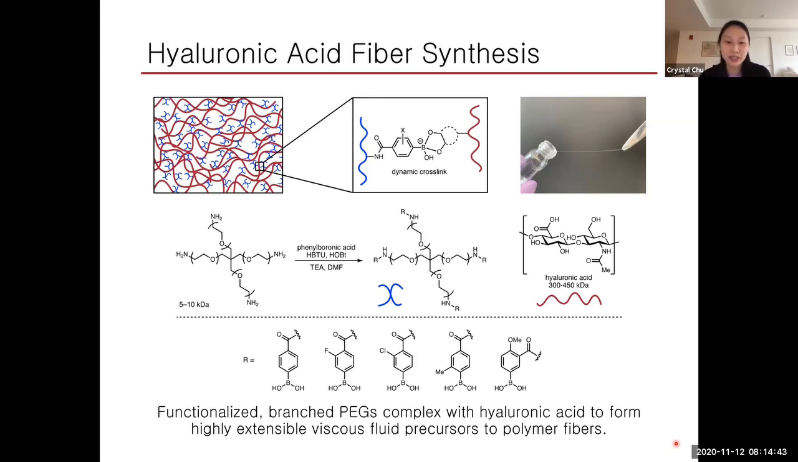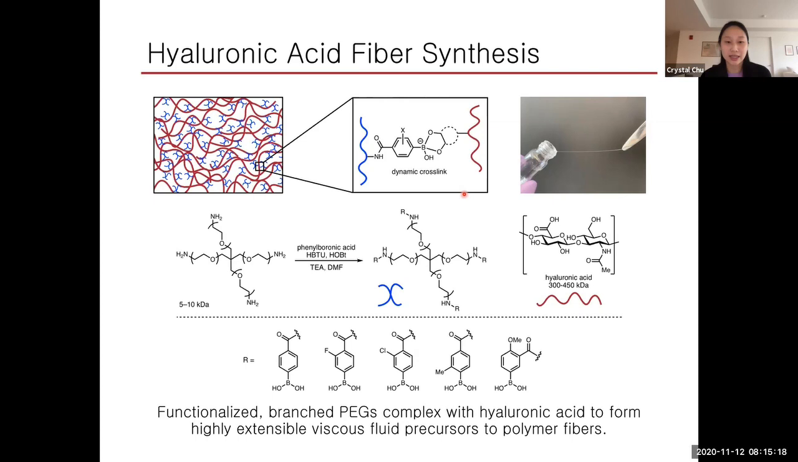As James mentioned, I am trained as an organic chemist. And so as a chemist, I was particularly interested in how different chemical substituents on our polymer structures will affect the bulk properties of the material. So our fiber precursor in this case is a dynamic network that's made from hyaluronic acid mixed with these boronic acid terminated PEG polymers. And we propose that it's this type of dynamic cross-link that is at play in this system.